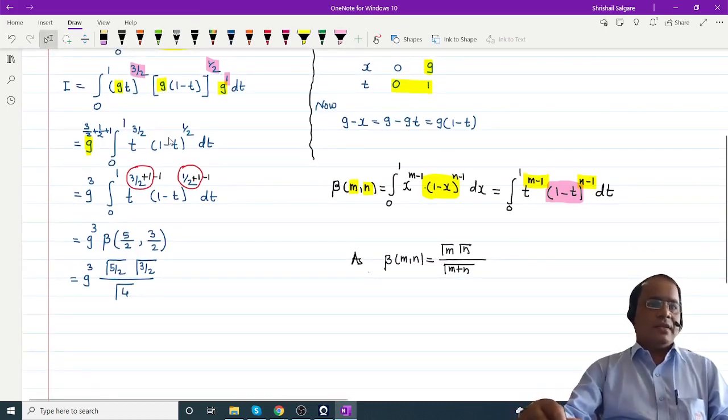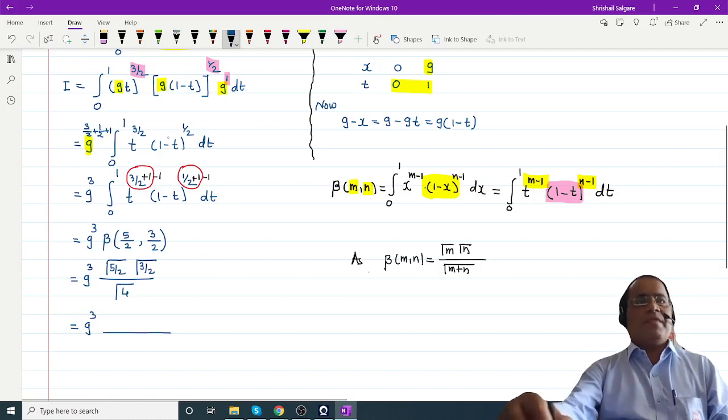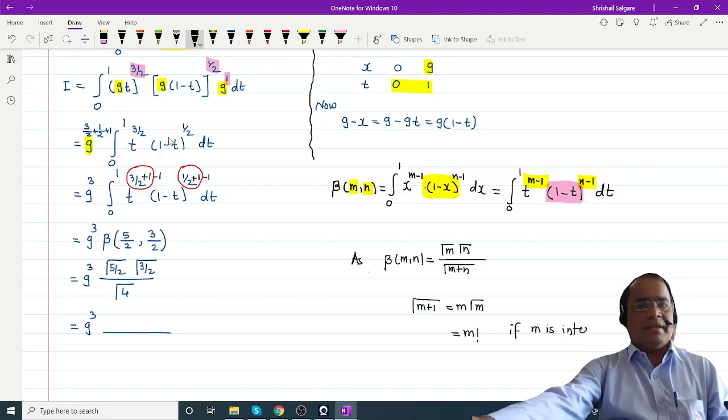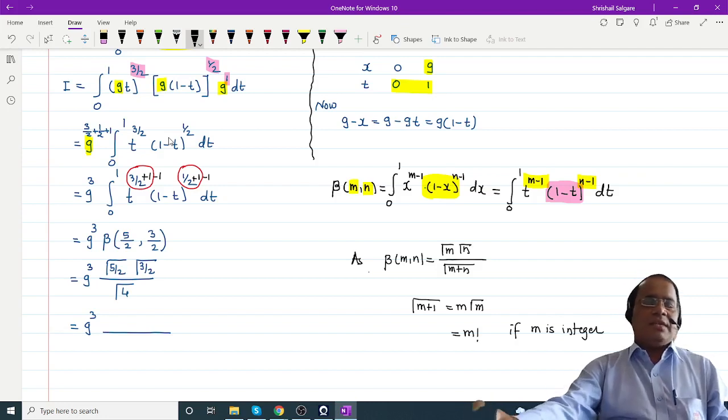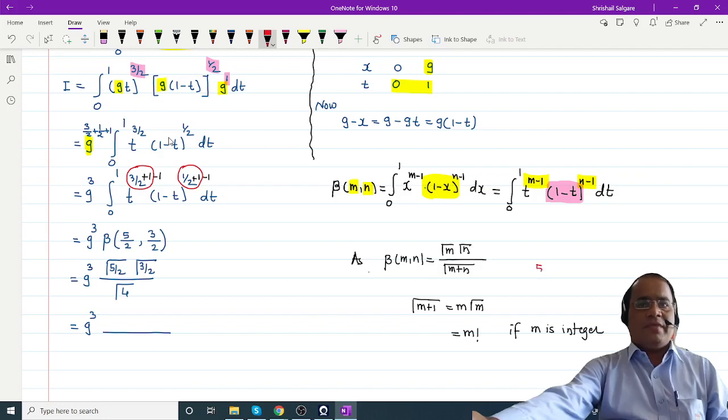Okay, next one. The same thing, this 9 raised to 3 I will write as it is. Further, these gamma terms I will simplify by using the rule. First one, gamma of m plus 1 is equal to m gamma m, and the second one is gamma of n plus 1 equals n factorial if n is an integer. This property we have studied, and I am applying this property successively. So this gamma of 5 by 2 I will simplify here.